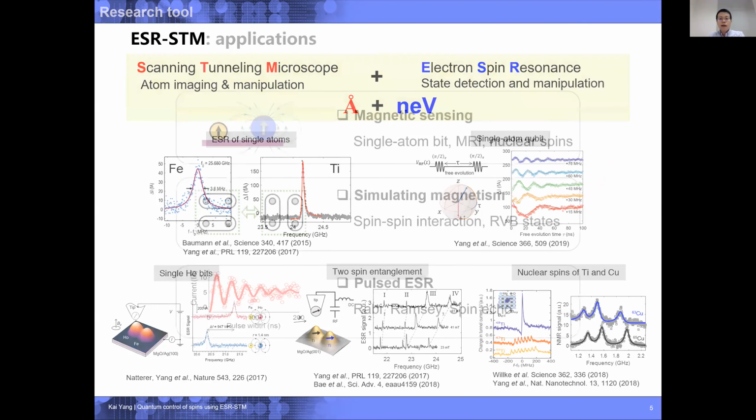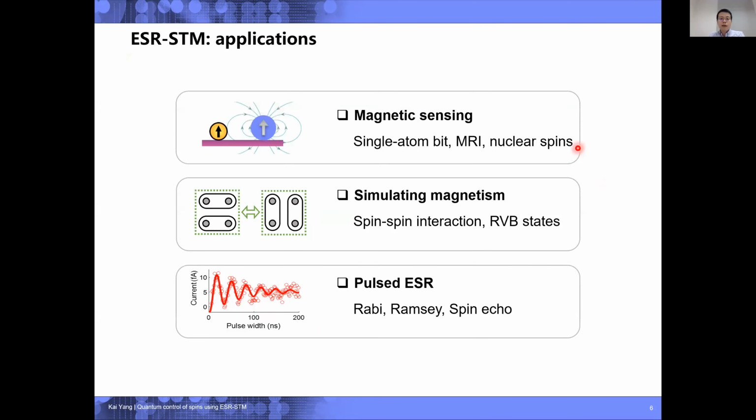Okay, so here is an outline of today's talk. I will basically introduce three applications of ESR STM, including magnetic sensing, the simulation of quantum magnetism, as well as pulsed ESR. So this is about the coherent control of the spin state of the surface atom.